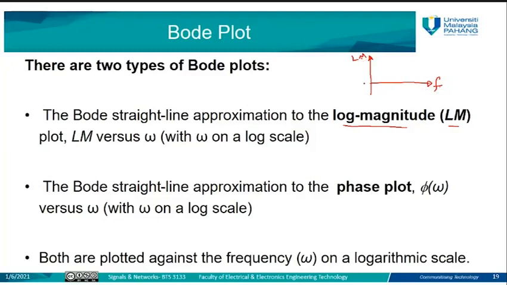The second plot, which is the phase, is also represented on the same axes. For the x-axis, it is frequency. On the y-axis, we have the phase or angle, represented in degrees. So we have 0 degree, 30 degree, 45 degree, 90 degree, 180 degree, whatever the value is. So it will be in degrees to represent the phase plot. So the Bode plot consists of two graphs.